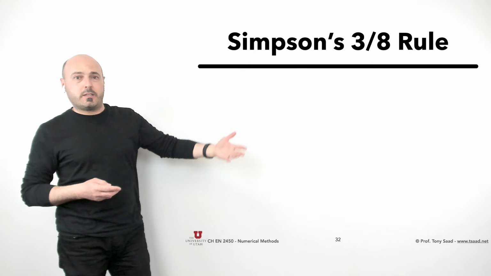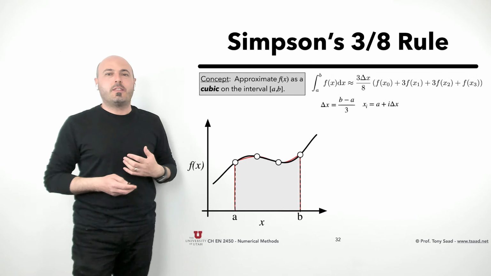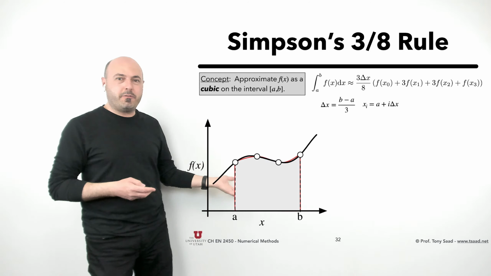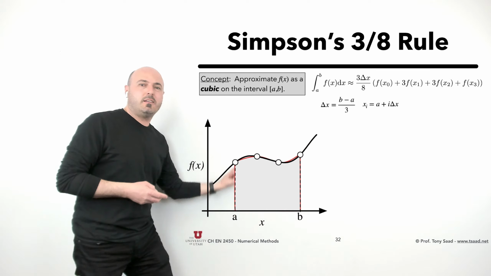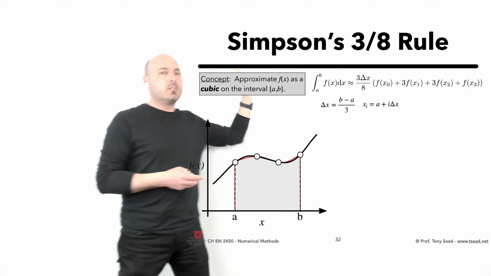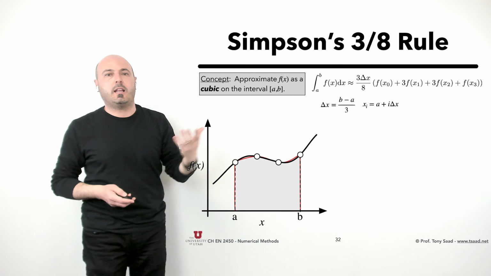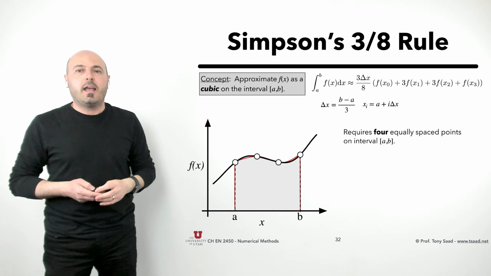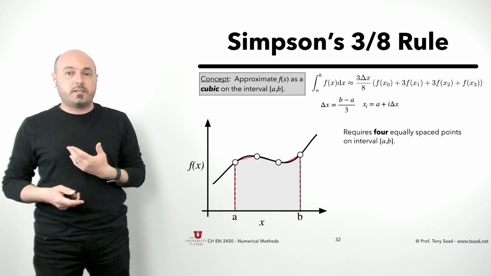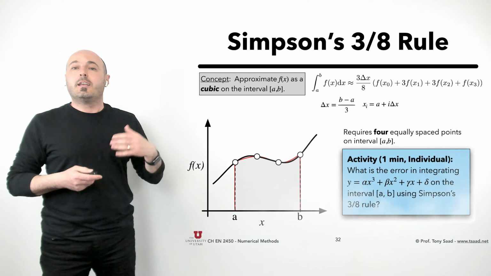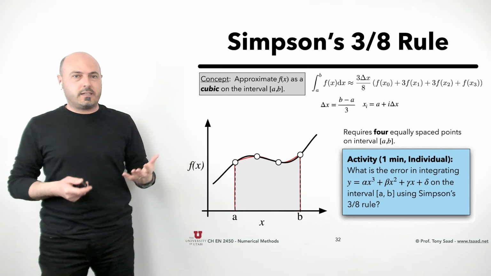Now, taking this one notch up, you could do a cubic. It's the same thing. However, these points are going to be equally spaced, and the segment size is going to be b minus a over 3. So you repeat the same thing, and then you get this more complex formula. We claim this formula is going to be more accurate. This formula, the 3/8 rule, requires 4 equally spaced points on the interval a, b. And again, if you're integrating a cubic using Simpson's 3/8 rule, it is going to be exact.